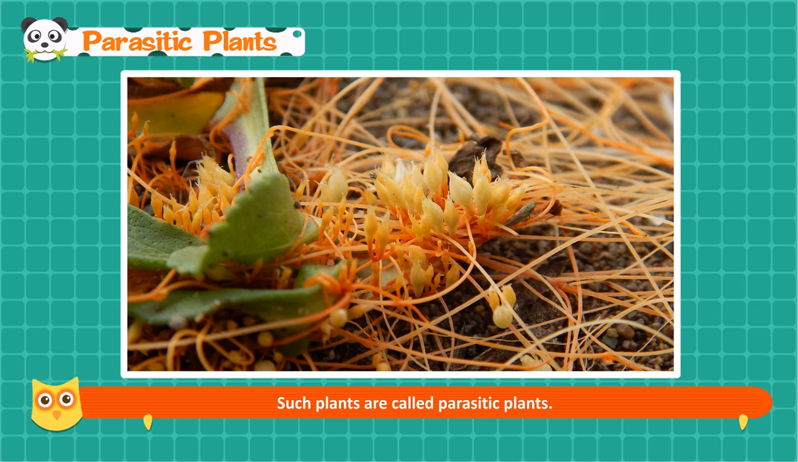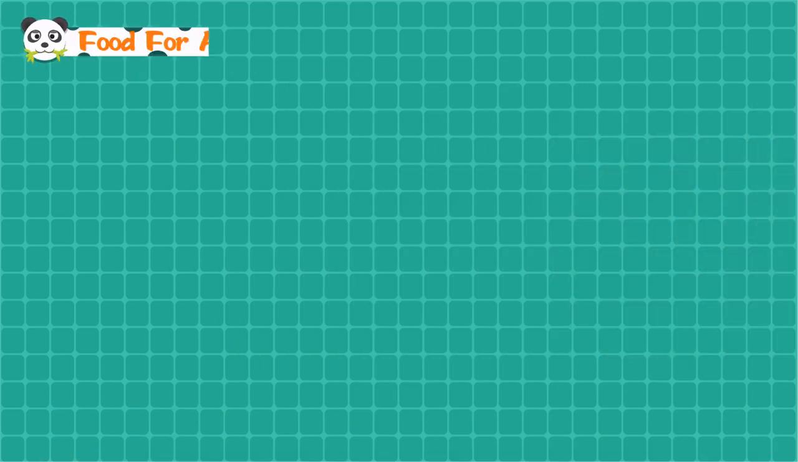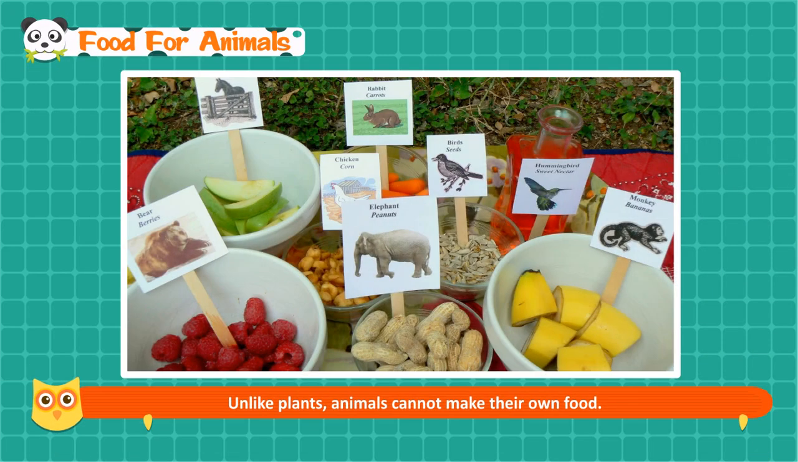Food for animals. Unlike plants, animals cannot make their own food. They obtain food from plants and other animals. Based on the type of food they eat, the animals are divided into the following groups: herbivores, carnivores, omnivores, scavengers, parasites.